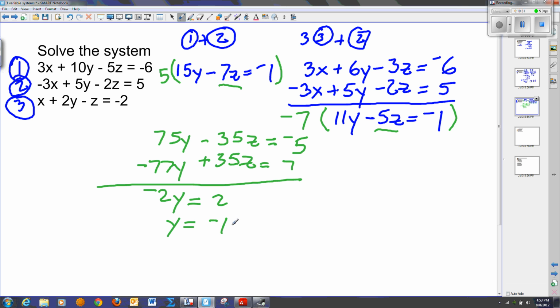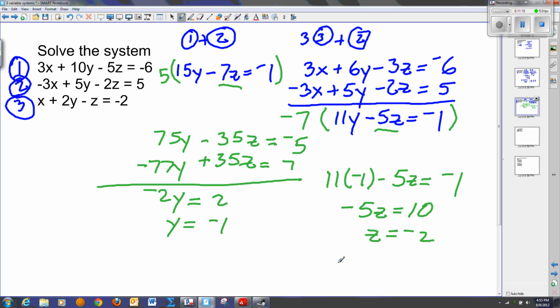Now I'm going to have to back substitute to find my other variables. So let's do that. Let's take this negative 1 and plug it into this equation over here. So I'll have 11 times negative 1 minus 5z equaling negative 1. That's negative 5z. This would be a negative 11. Add 11 to the other side, which would give me a positive 10. So z is equal to negative 2.